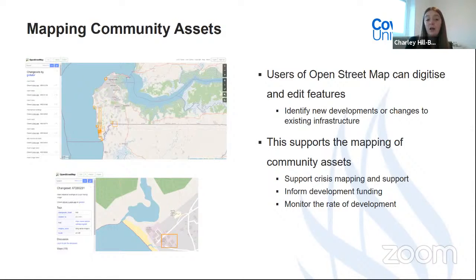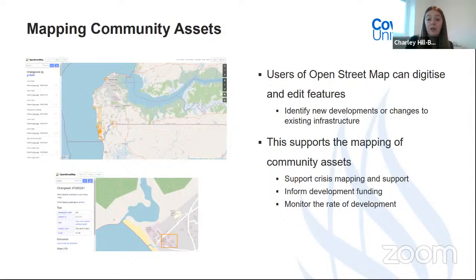And over a number of years, our colleague has been able to map the development or new developments within these areas. And for the context of the Gambia, this is becoming really important because it's allowing you to map community assets. It's allowing basically new infrastructure to be mapped and to be monitored. And with that, we can begin to monitor the rate of development in towns or in villages, but it will also inform such things as development and crises mapping as well.